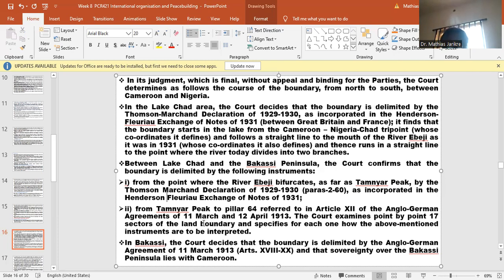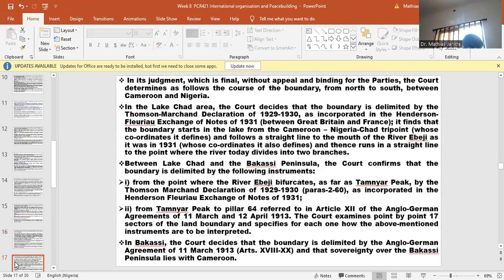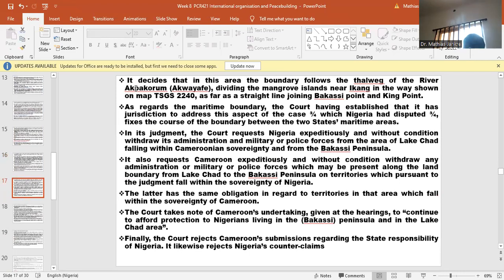In Bakassi, the court decided that the boundary is delimited by the Anglo-German Agreement of 11 March 1913, and that sovereignty over the Bakassi Peninsula lies with Cameroon. It decided also that in the area the boundary follows the thalweg of the River Akpakorum, dividing the Mangrove Island near Ikang in the way shown in the map, as far as the straight line joining Bakassi Point and King Point.